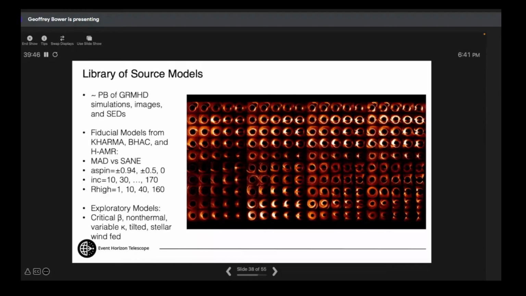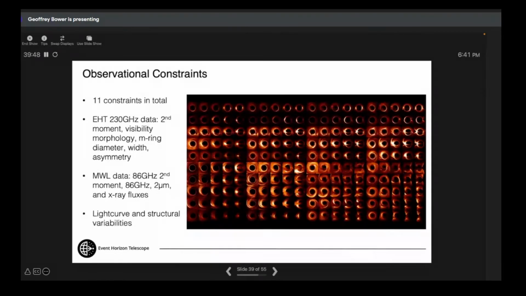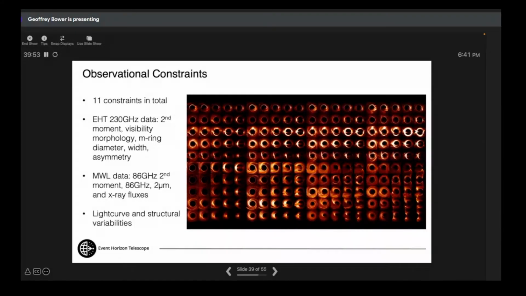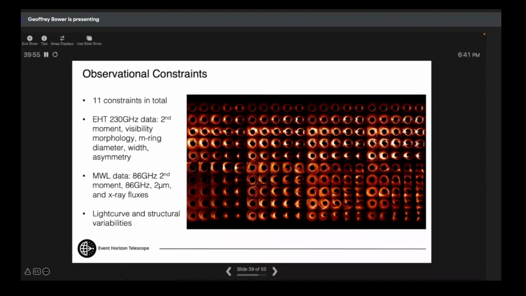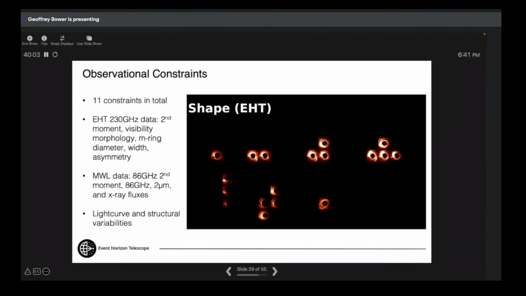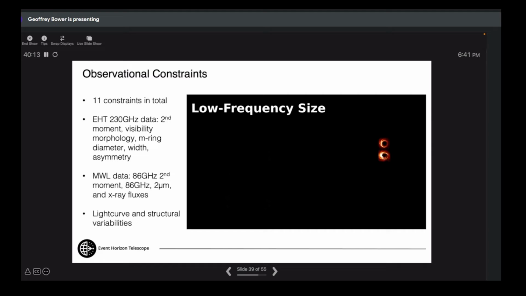And then we compare those models against astrophysical constraints, so the EHT constraints themselves, as well as the rich multi-wavelength data. And the EHT morphology information, the ring diameter, and the presence of the shadow, and a constraint on the width of the ring are really strong constraints.